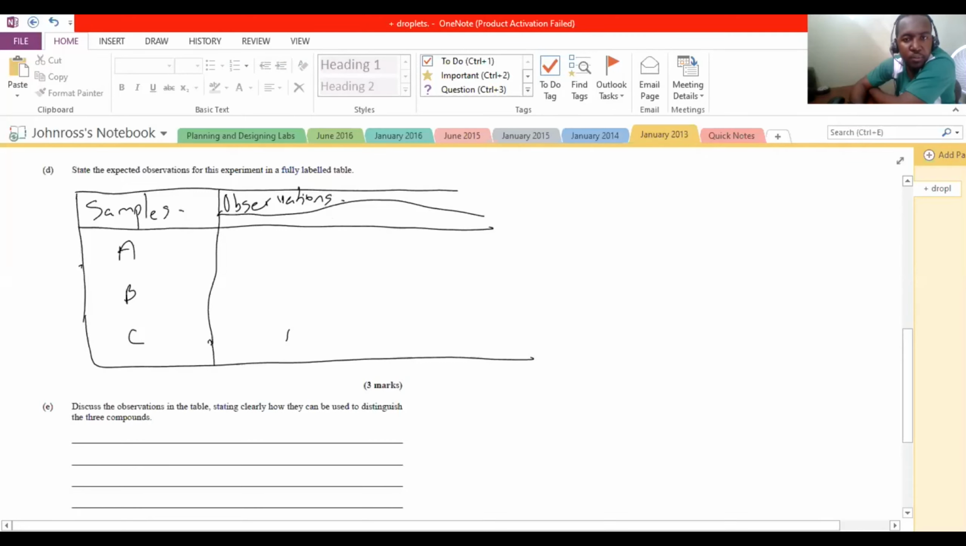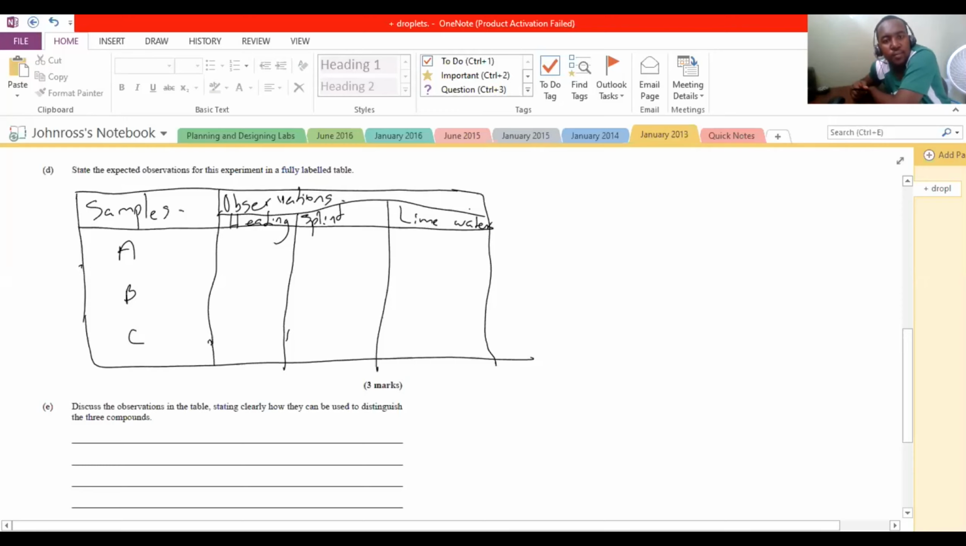We split up observation in terms of observation after heating, and observation with the splint, and observation with the lime water. So that's what our table would look like.